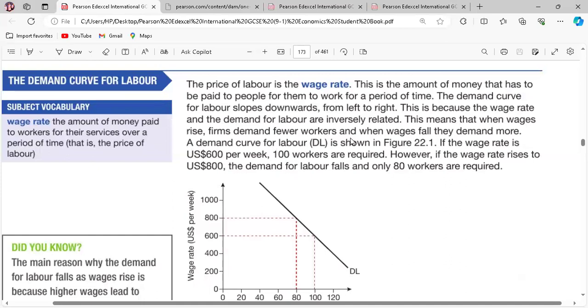Then the demand for labor, we said, is downward sloping. Why is it downward sloping? It is downward sloping because as soon as the wage rate increases, the quantity demanded of labor would fall. And when the wage rate falls, the quantity demanded for labor would increase. That is why it is inverse. There's an inverse relationship between the demand for labor and the wage rate. So we go down.